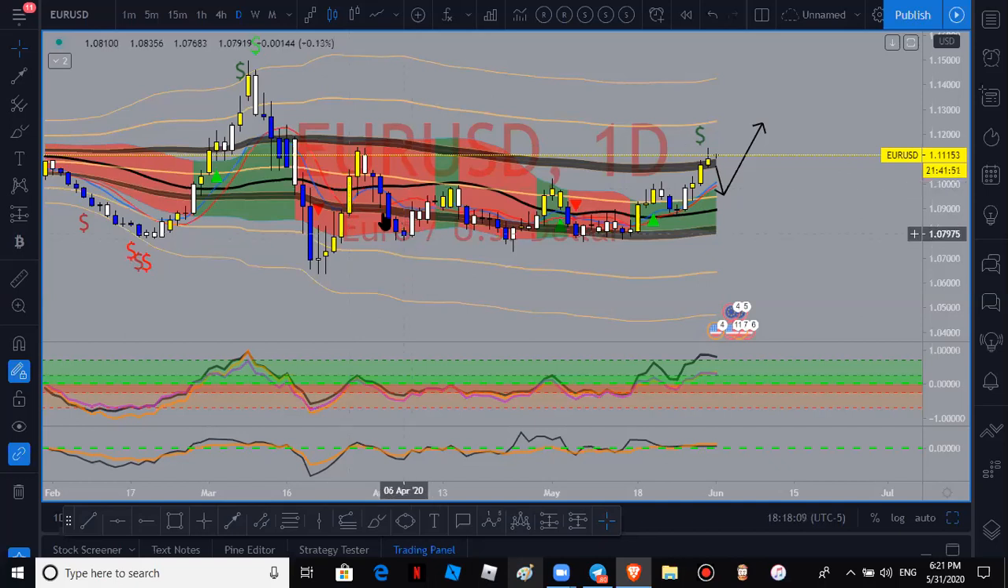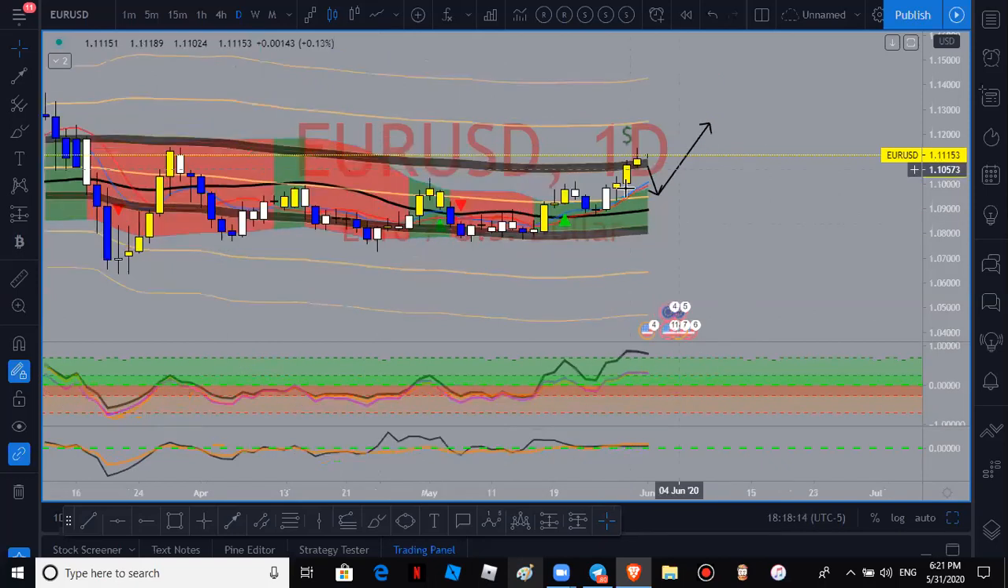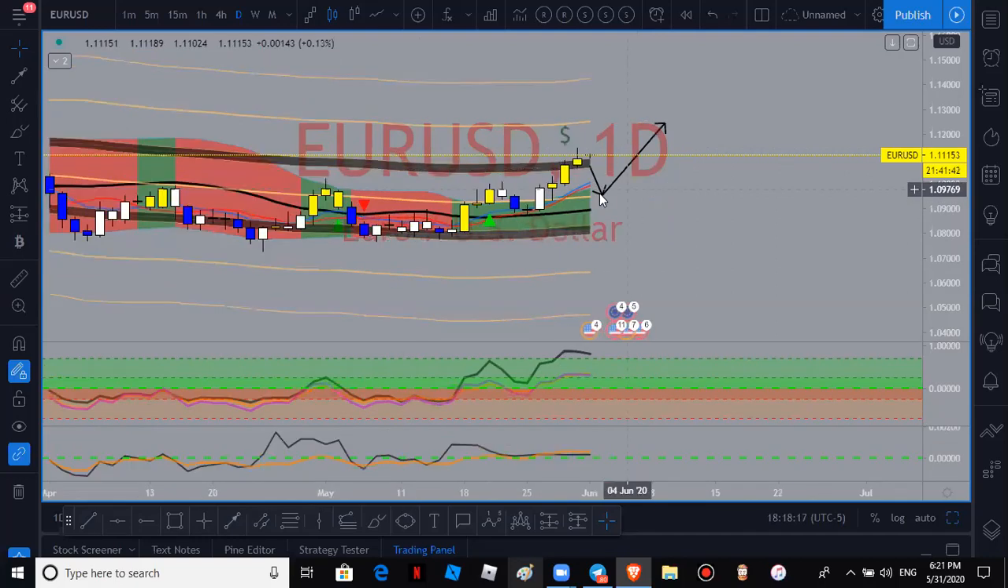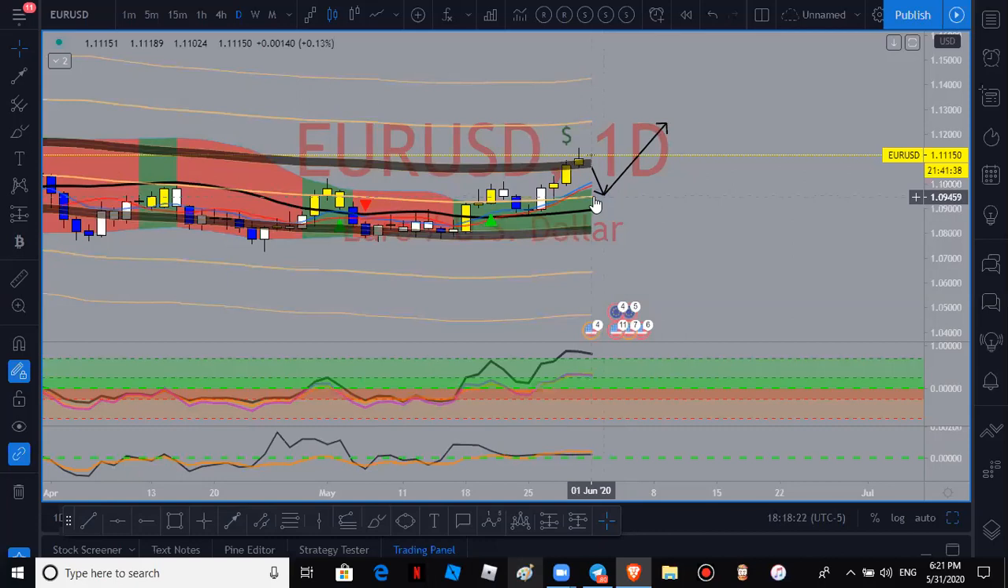But that's my point that I'm trying to say, is that I don't really want to buy right here. If I were to get into Euro USD, I'd want it to come back and give me a retracement of some sort. As long as it comes to this mean line right here, that's what I want the retracement to come back to before I continue buying.